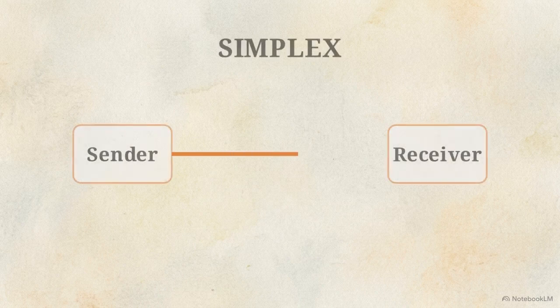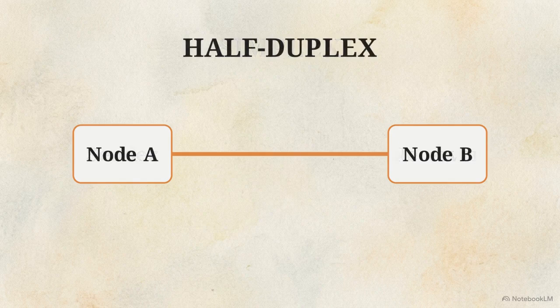Some pathways use what is called simplex transmission. This is a strict one-way street. Information can only flow in a single direction, from the sender to the receiver. Other paths use half-duplex transmission. Imagine a narrow, single-lane bridge where traffic can travel in both directions, but they must take turns. One side waits while the other side crosses.